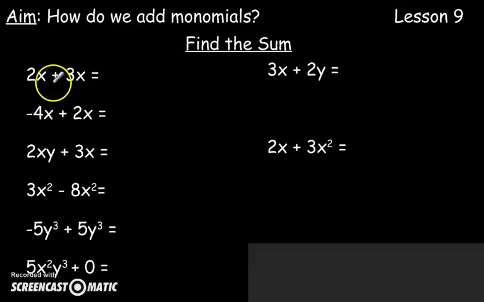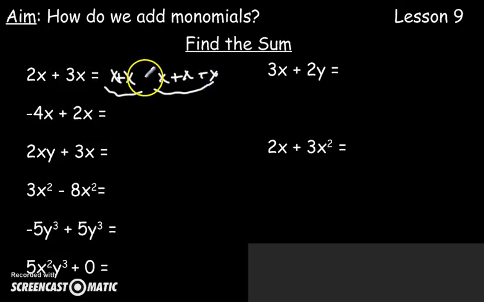Alright, well, we saw that this really means 1x and 1x, so that's really x plus x, and these three x's are x plus x plus x. Both of these things will be added together. If you could tell, that's very obviously 5x.